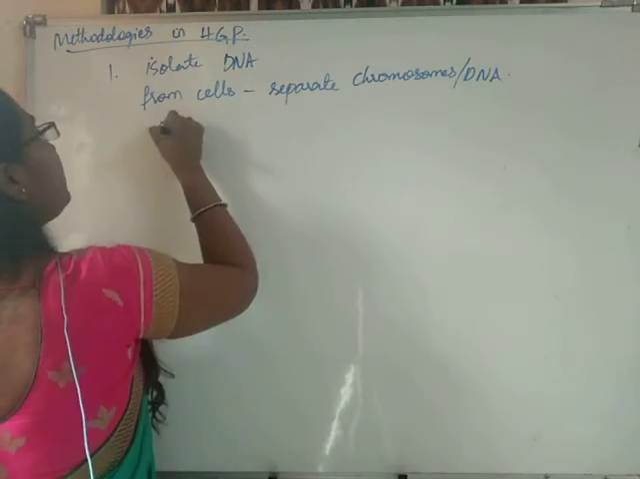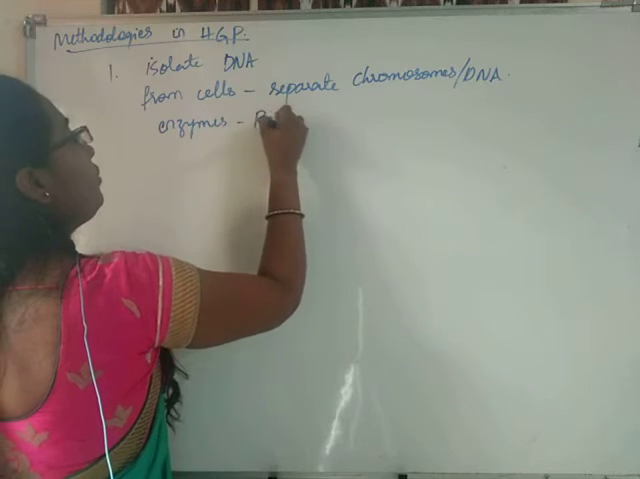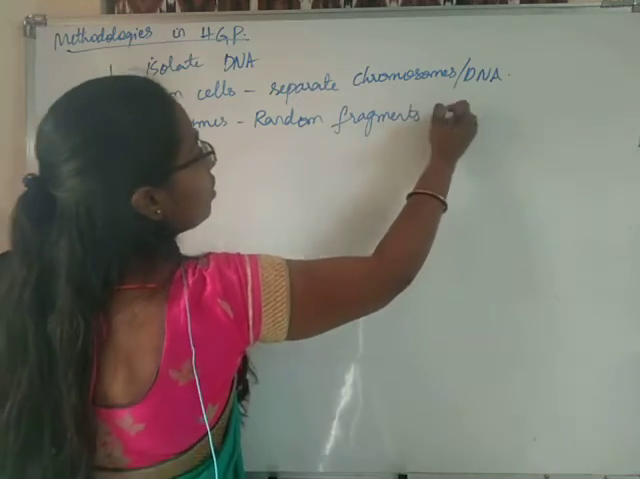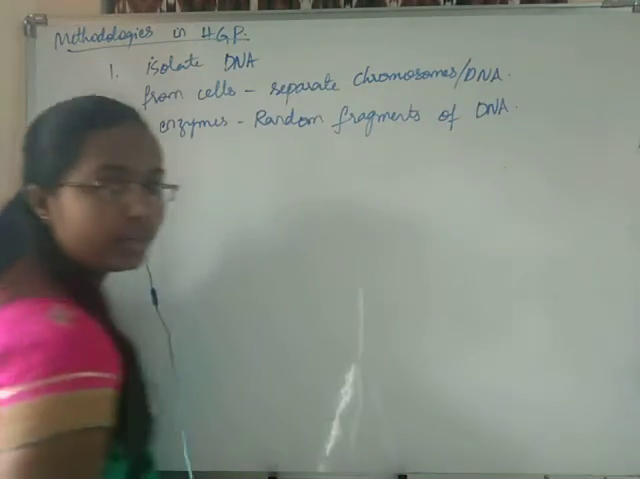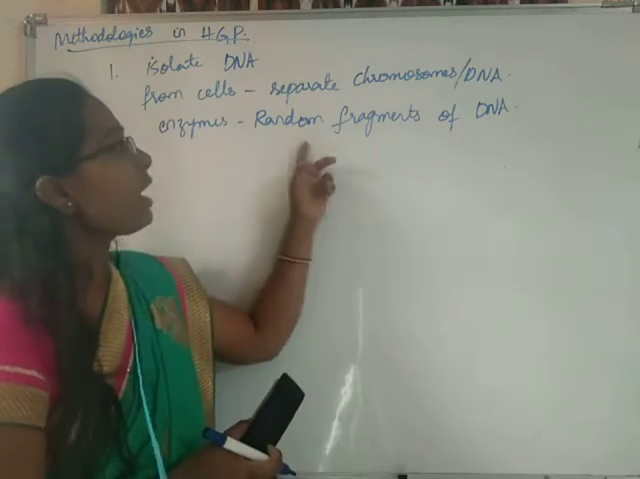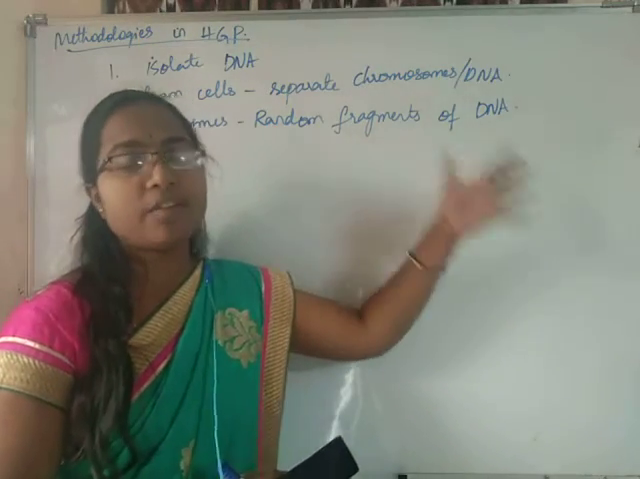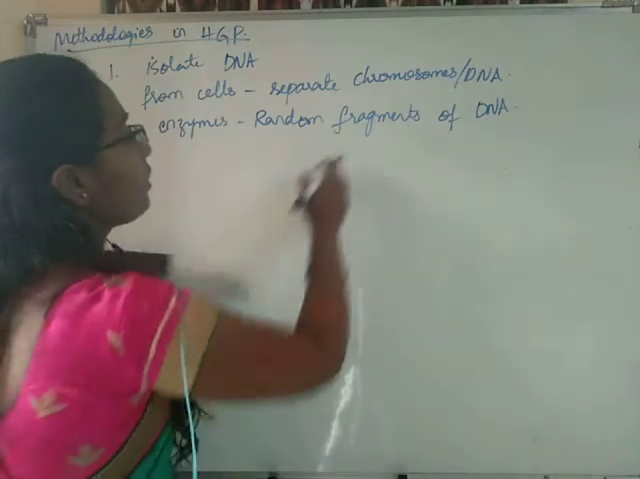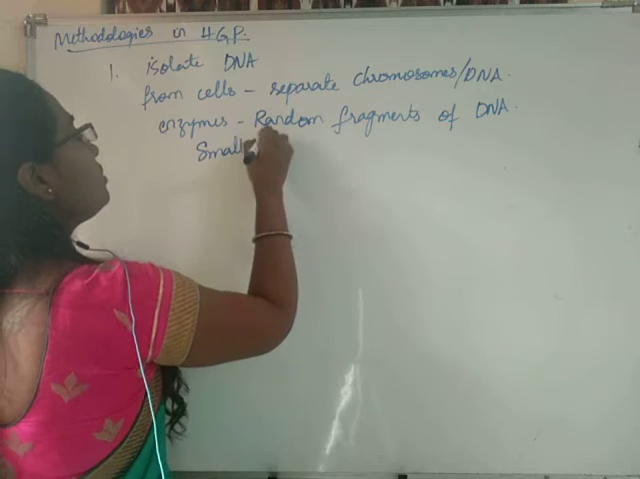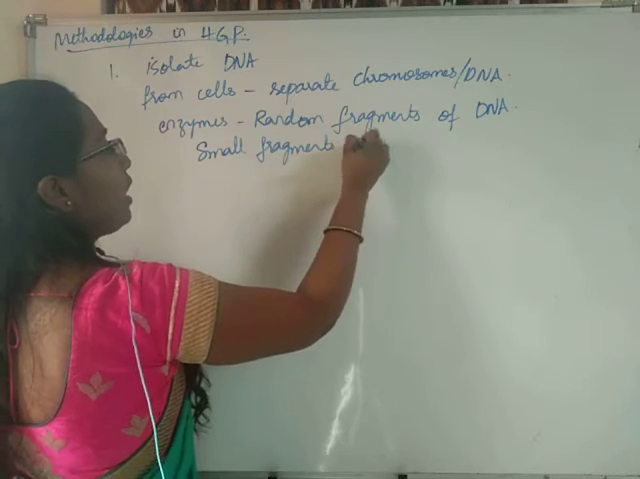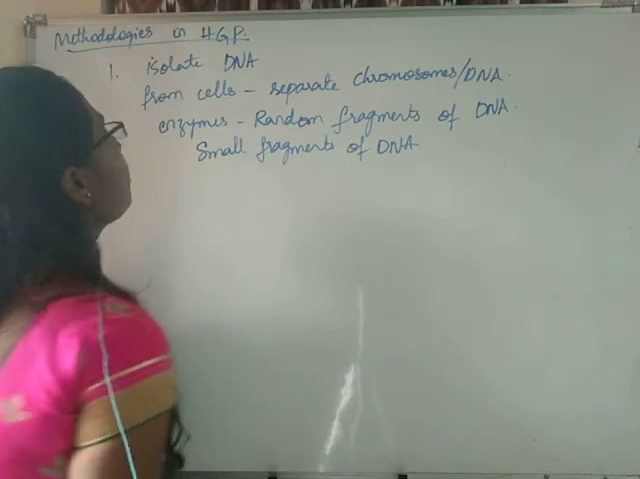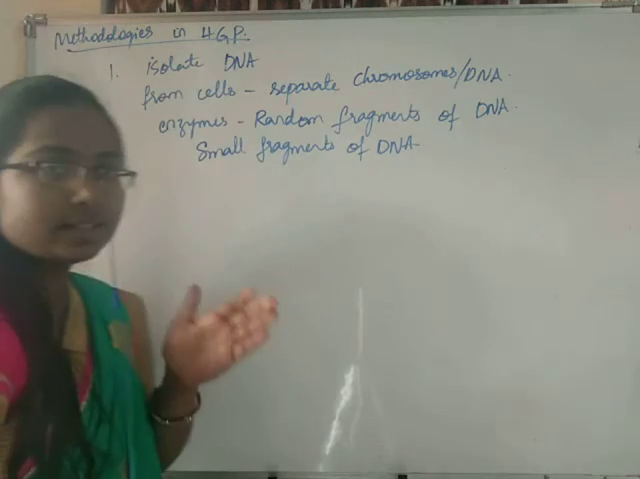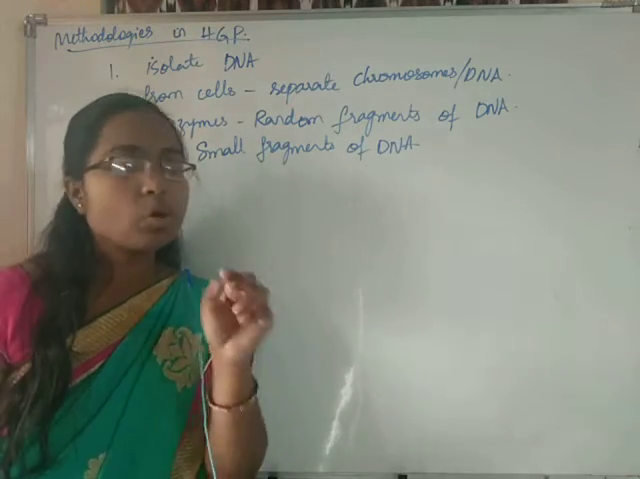By utilizing certain enzymes, random fragments of DNA are prepared. Random fragments, in the sense small pieces of the DNA, are prepared. So these are the steps, students. First we isolate the DNA from the cells, and after that by utilizing some enzymes we break this DNA into small pieces.